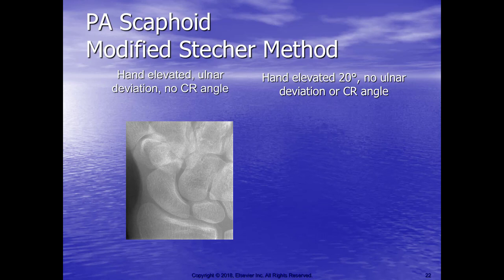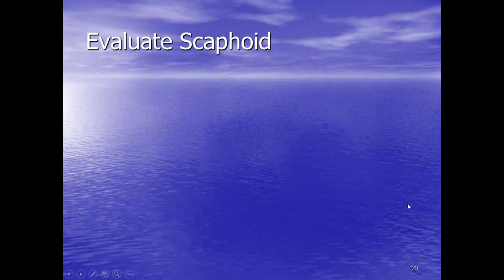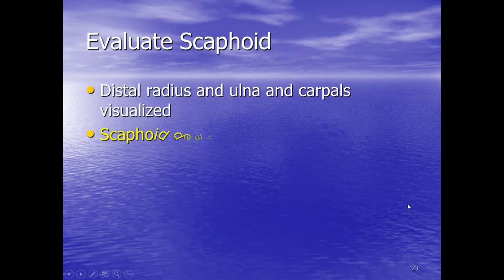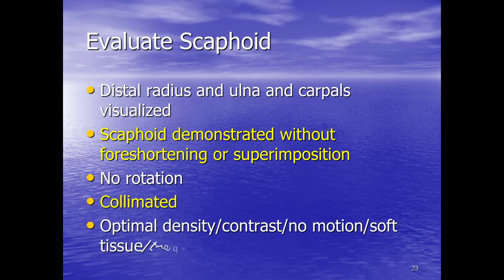I would say that for the ulnar deviation, you're probably going to see them putting the angle on the tube more than they would use the sponge. So in lab, I'll show you the way with the central ray, just because that's the more common way to do it. So on this film, you want to demonstrate that scaphoid without foreshortening or superimposition, no rotation, and again, you can collimate down to the carpals for this film.